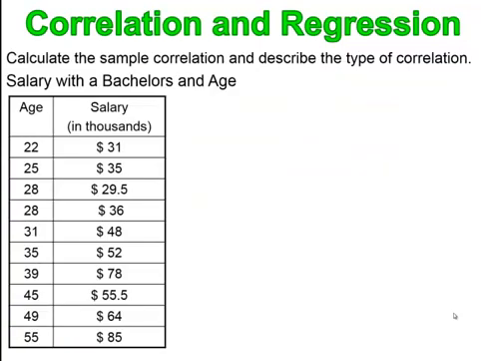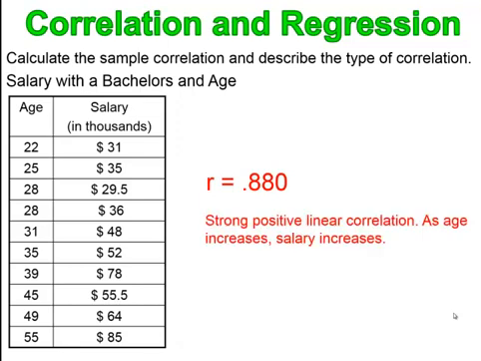Pause and try. Here you should have gotten a correlation coefficient of 0.880, which means it's a strong positive linear correlation. As age increases, salary increases.